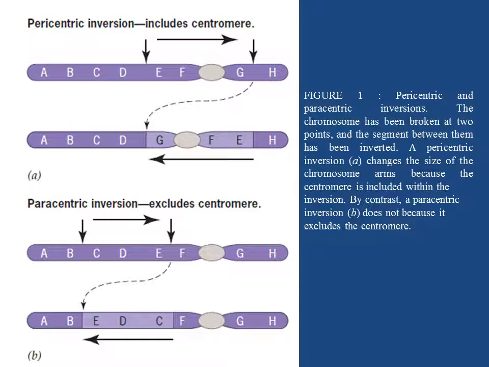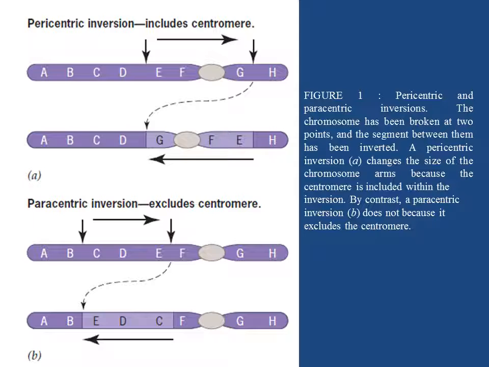This diagram is going to tell you about how inversions occur and what are the two types of inversions. As you can see in the first diagram A, it is called pericentric inversion. The inversion which involves centromere is called pericentric inversion.